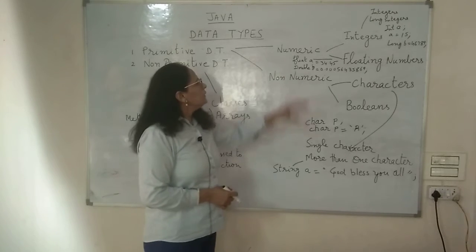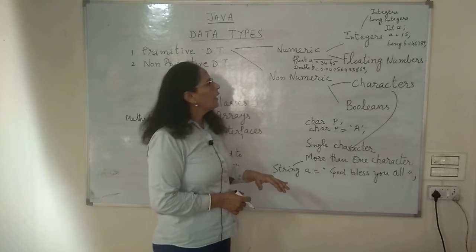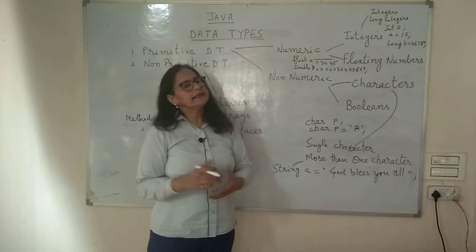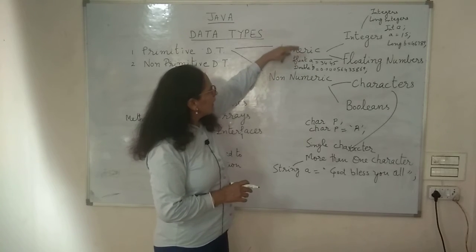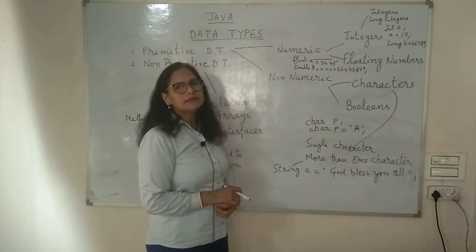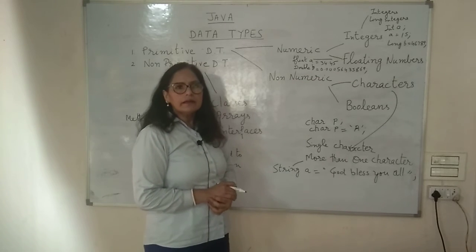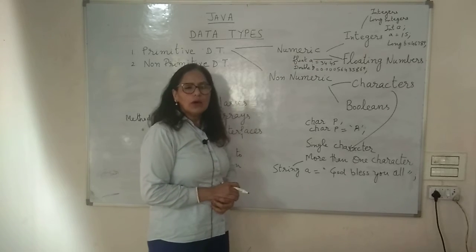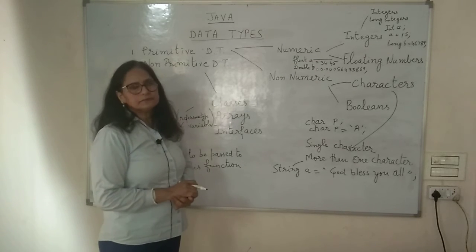Numeric data types store only numbers. Now as you all know, numbers are integers also, numbers are decimals also. So numeric values will have two types of data types. Number one, integer. Number two, floating numbers. Now under integer again there are two types of integers. One is integer and the other is long integer.